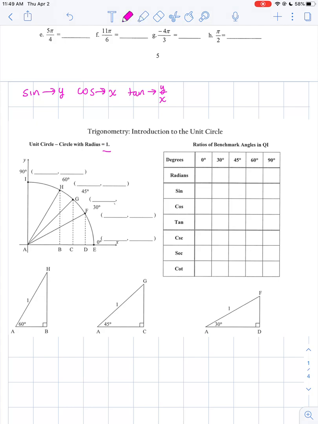So we should have gotten 0, 30 is the same thing as pi over 6, 45 is pi over 4, and 60 is pi over 3. And 90 degrees, pi over 2.